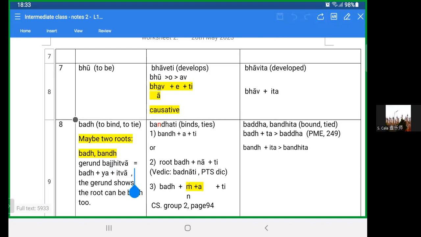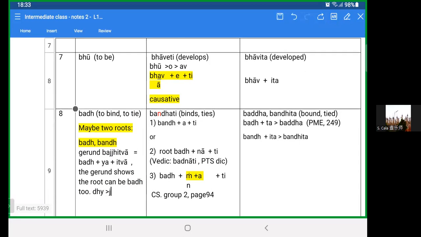In this case, dh plus y becomes jjh. If you want to know this, you have to look at the passive verb to see the changes here. But there is another thing. It can be bandhati, bandh plus ti, or according to the Vedic, like Sanskrit, the root can be badh plus na plus ti. The best dictionary always refers to Pali, we call it PTS, the Pali Text Society, because it shows the Sanskrit as well. So you get badh plus na. We can take the na as a conjugation sign, but the root is badh.